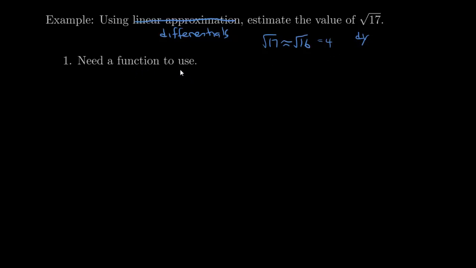So we need a function to use. I'm going to use the square root of x. And now you need a starting point. A is your starting point. It has to be a good point, meaning that when you plug it into your function, you should be able to evaluate it. So we want 16. You don't pick 15, because the square root of 15, that's not nice. We couldn't do that without a calculator. All right, so a is 16.